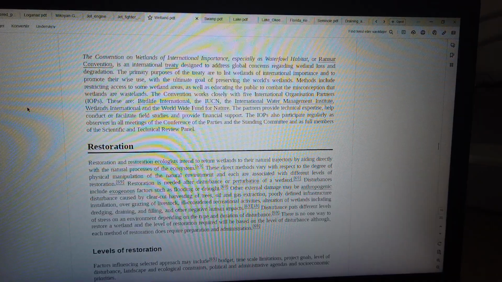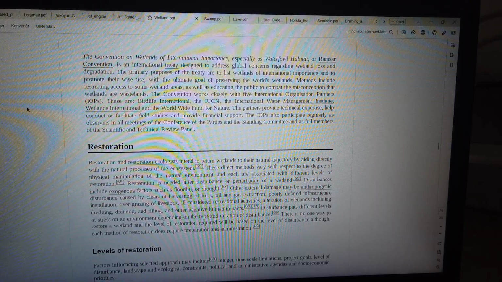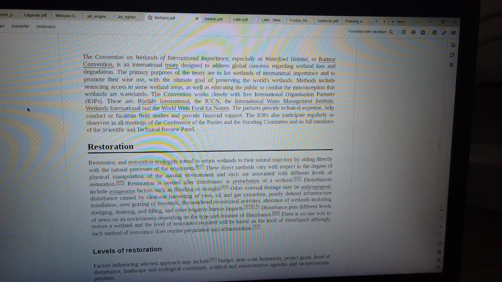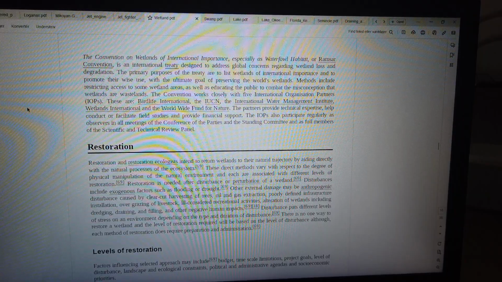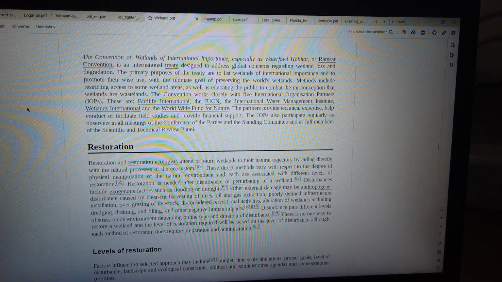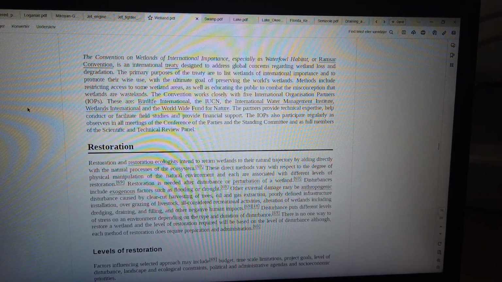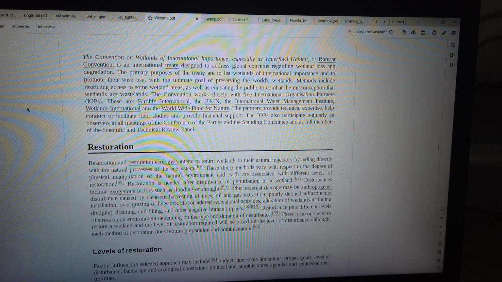The partners provide technical expertise, help conduct or facilitate field studies, and provide financial support. The IOPs also participate regularly as observers in all meetings of the Conference of the Parties and the Standing Committee, and as full members of the Scientific and Technical Review Panel.